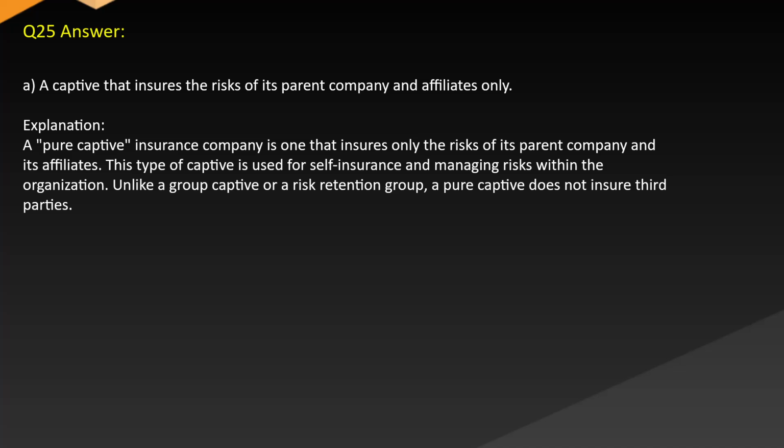Answer A. A captive that insures the risks of its parent company and affiliates only. Explanation. A pure captive insurance company is one that insures only the risks of its parent company and its affiliates. This type of captive is used for self-insurance and managing risks within the organization. Unlike a group captive or a risk retention group, a pure captive does not insure third parties.